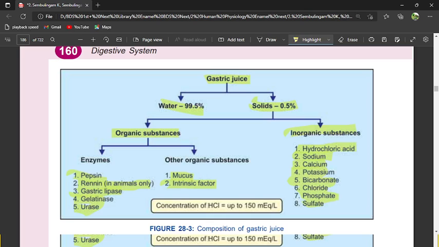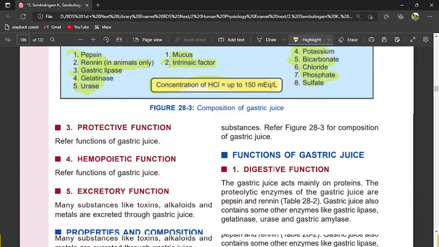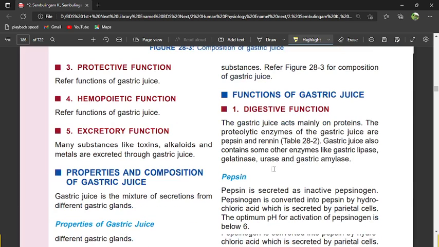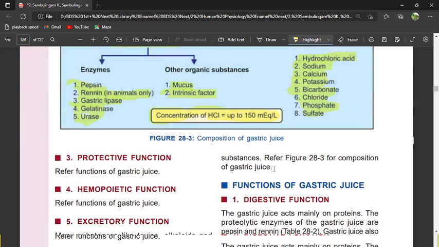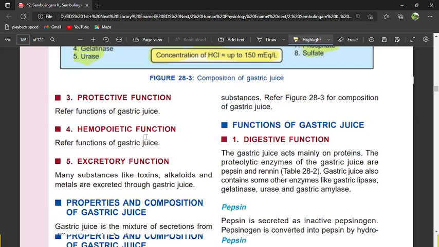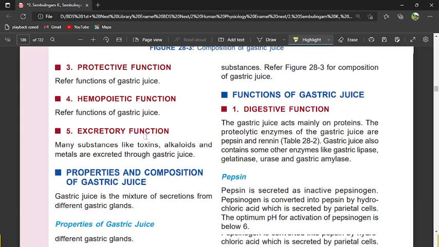Concentration of hydrochloric acid is how much? It is 150 milliequivalents per liter. So next, it is also helping for the protection के लिए हेल्प कर रहा है। Yes, जैसे हाइड्रोक्लोरिक एसिड बहुत एसिडिक होगा तो प्रोटेक्शन के लिए हेल्पफुल होगा, राइट। And also all that function, हेमोपोएटिक मतलब ब्लड फॉर्मेशन, and excretion also.